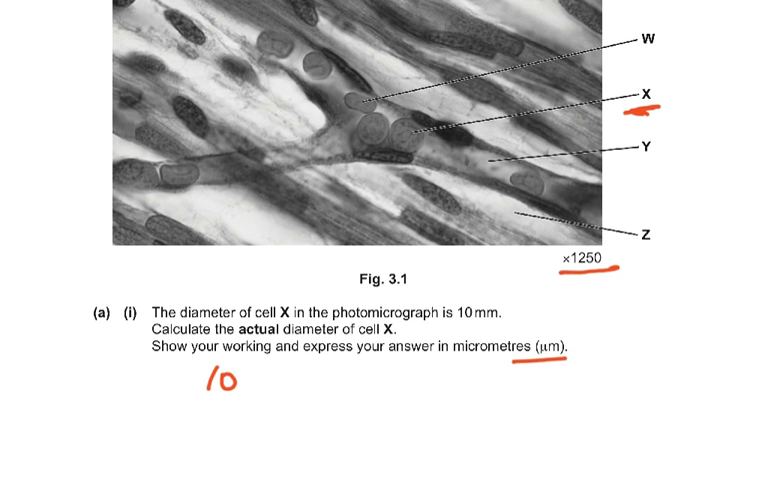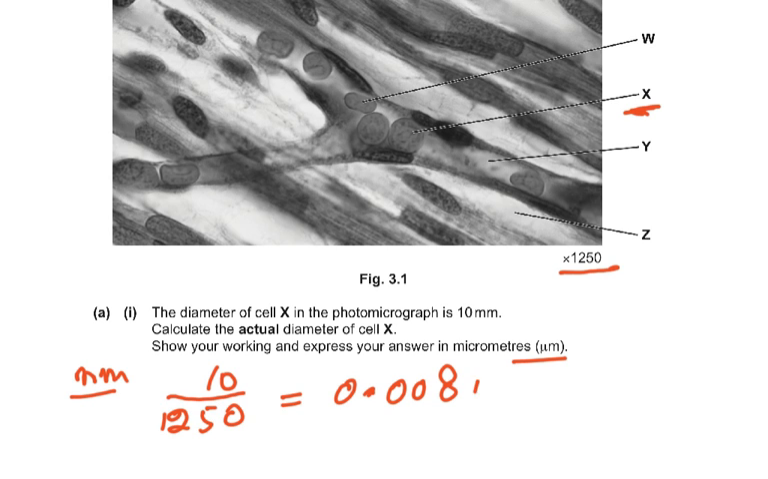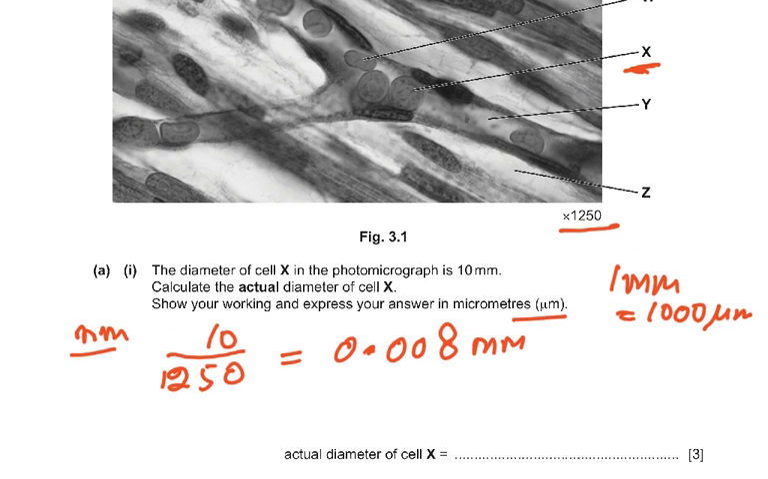Now please remember, always write the units, we are talking about millimeters. So 10 divided by 1250, right? This will give you what? 0.008, what? You're talking about millimeters. But then you have to convert, 1 millimeter is equal to 1000 micrometers. So you multiply this by 1000 and the answer is what? The answer is 8 micrometers.